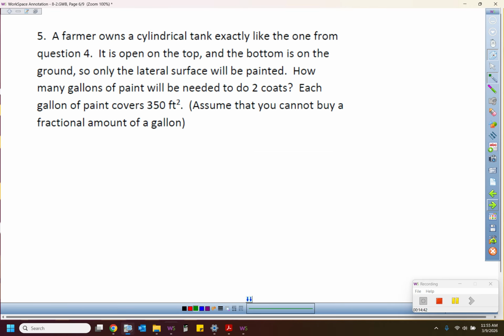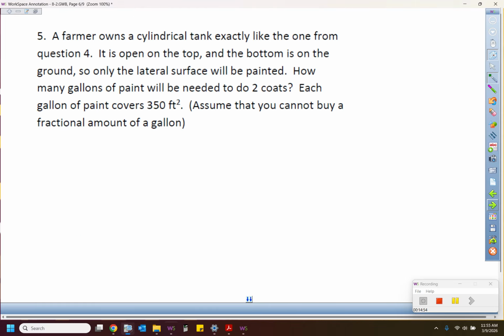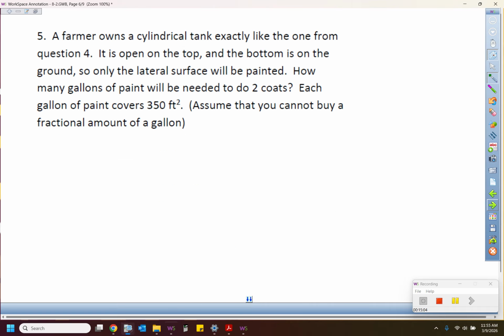Here's what I like, is some realistic questions. We'll do a lot of this chapter, and that's pretty much what our test is going to be about. So we have to do a little bit of crawling, finding these lateral areas, surface areas, and volumes with lame questions before we do some realistic stuff. A farmer owns a cylindrical tank exactly like this one in question 4. Don't have to do any more math about that.